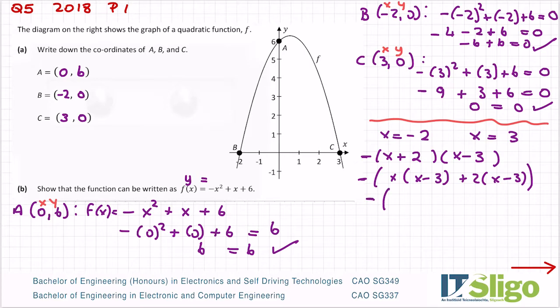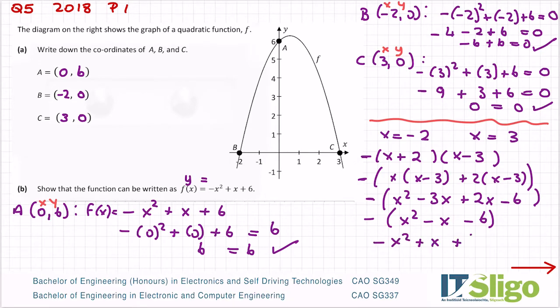So minus x by x, x squared, x by minus 3, minus 3x, plus 2 by x, 2x, plus 2 by minus 3 is minus 6. So let's tidy it up, x squared minus x minus 6. Okay, now let's ripple through that minus, and what it'll do is it'll change the signs all the way across. Okay, and that's how you end up with the function at the end.